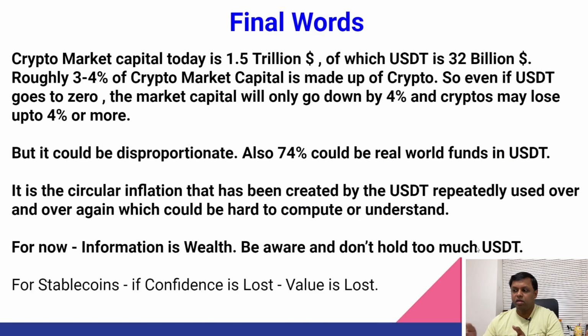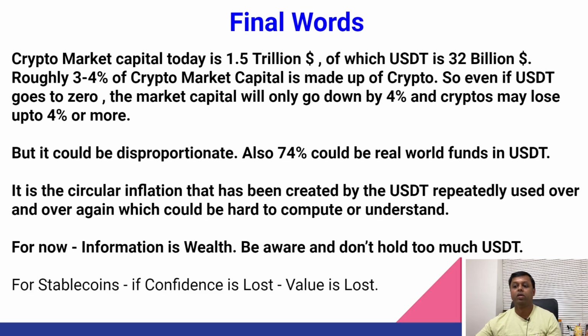So in summary, right, I made a small mistake in my Tamil video when I made this. Crypto market capital when I made the video was like $1.5 trillion, of which USDT's market capital is only about $32 billion, which means roughly about 3-4% maximum of crypto market capital is made up of USDT. And so even if USDT goes to zero, the market capital will only go down by 4%. And cryptos probably could lose around 4 to 5%, but it could be disproportionate, right? Because in reality, USDT may not go down to zero because 74% is backed by real world funds.